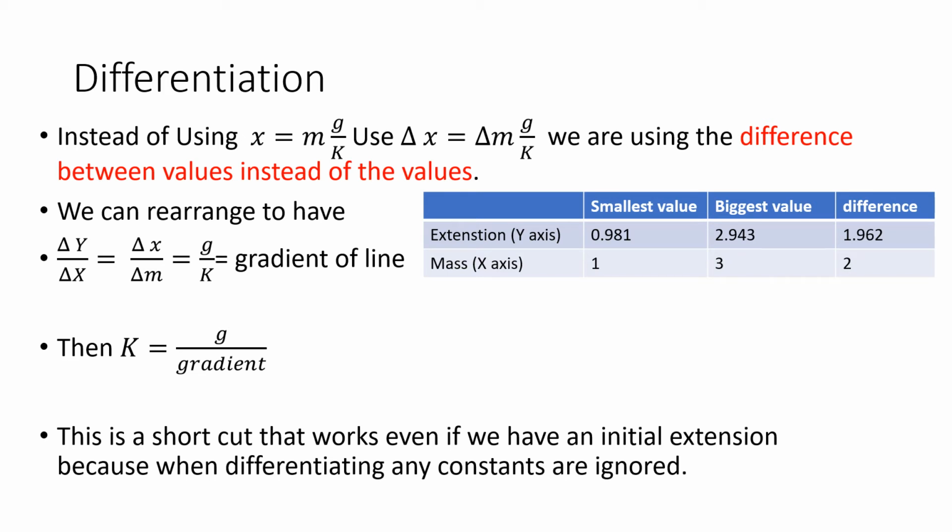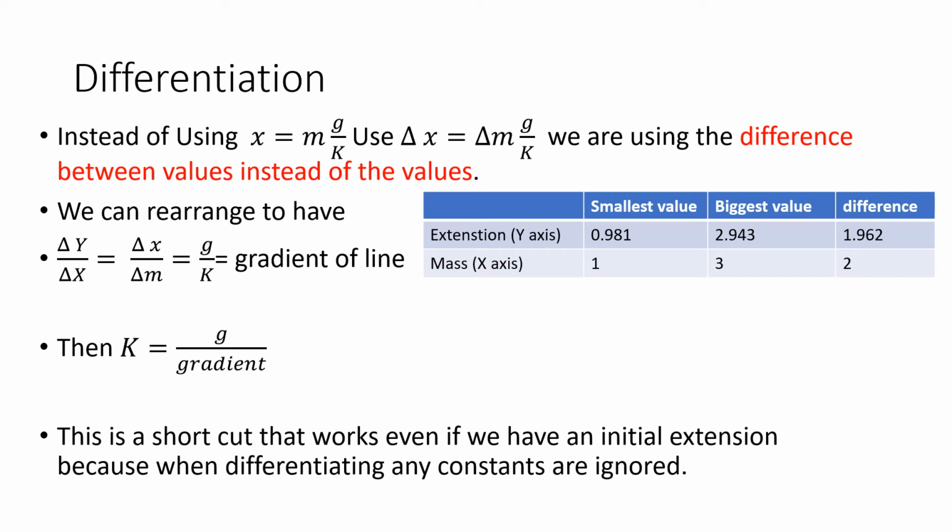But what you might need to be aware of is how to use it to actually realize what the gradient represents. So in our case, we've got x equals m multiplied by g over k. We can change it to be delta x is equal to delta m multiplied by g over k, and then we rearrange it to have delta x over delta m, which is our y-axis over our x-axis, and that's equal to g over k, which is our gradient. So that means g over k is our gradient, and we can rearrange that to make k the subject by doing g divided by the gradient is equal to k, just like we've got here, and that's how you would use that graph to find k.